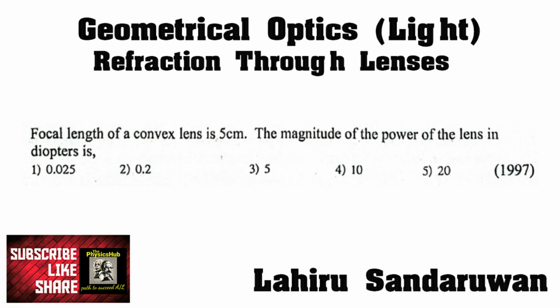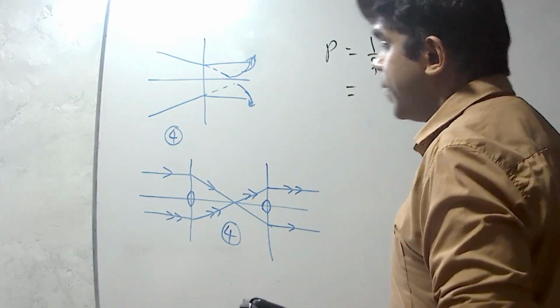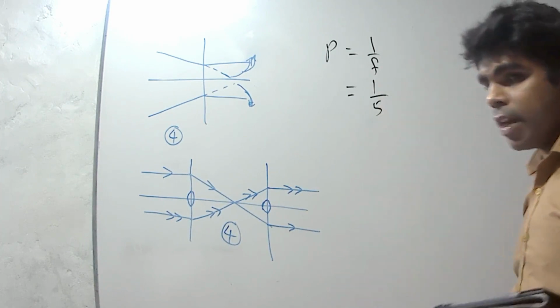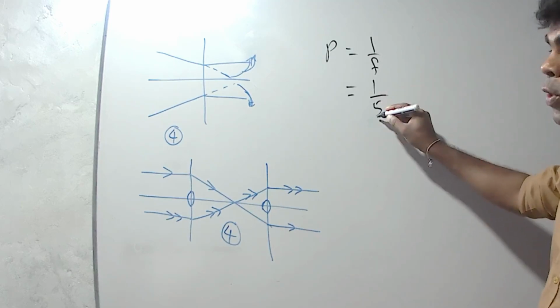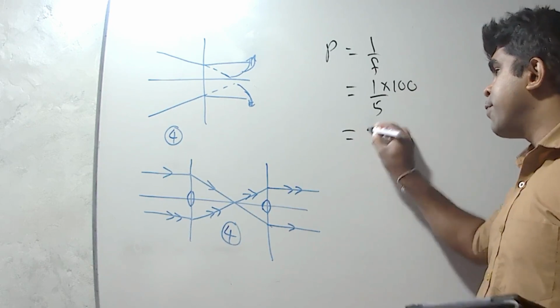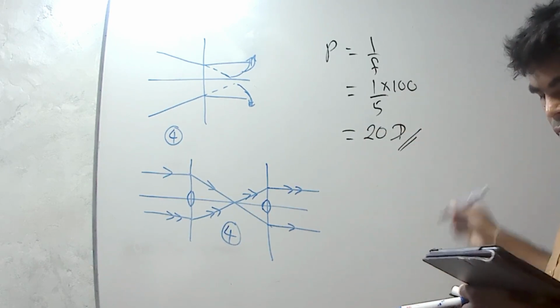Focal length of convex lens is 5 centimeters. The magnitude of power of lens in diopters is. We know that lens power is 1 over focal length. 1 over focal length, given 5 centimeters. When getting answer in diopters, we have to convert focal length to meters. We have to divide by 100. 100 divided by 5, 20 diopters. Then answer is 5.